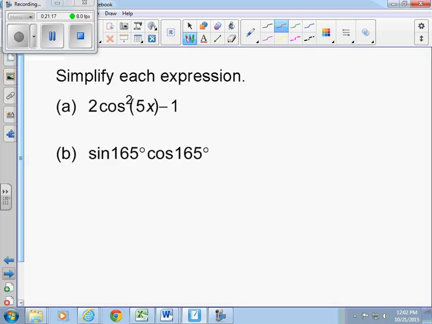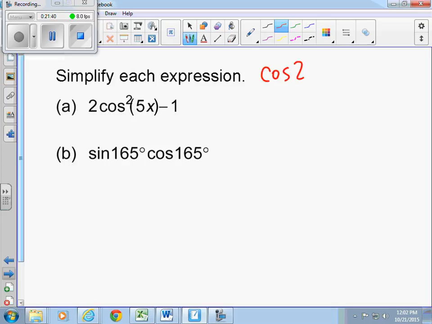One that looks complicated. Does it look like an identity? No. Which identity does it look like? Cosine. Two cosine squared theta minus 1, right? So let's break the identity up. Where in the world does this equation come from?